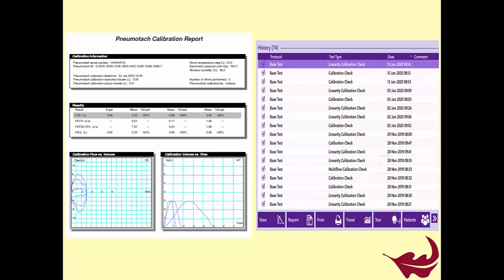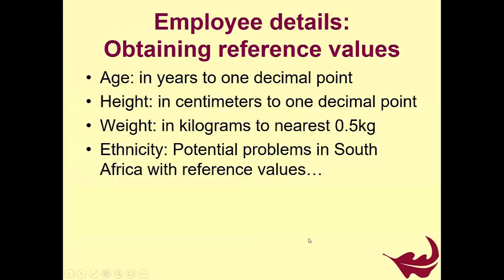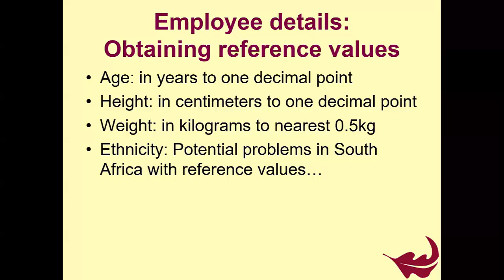So here you can see an example of, for instance, a pneumotach calibration report, where you can see the maneuvers that have been done with a 3-liter syringe, as well as a calibration history that is available to show that calibrations have been done. Obviously, when the equipment is calibrated, you can start looking at the diver that you want to do the spirometry on, and you complete the employee details.